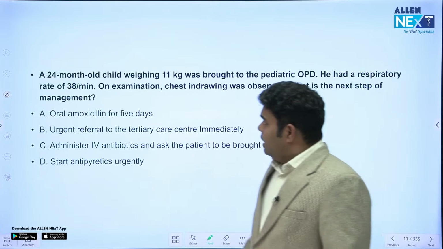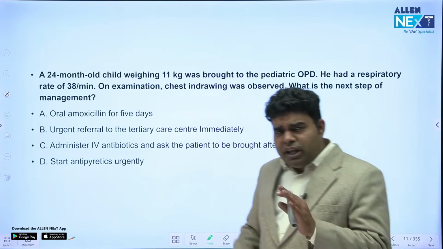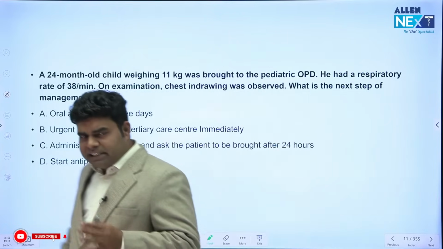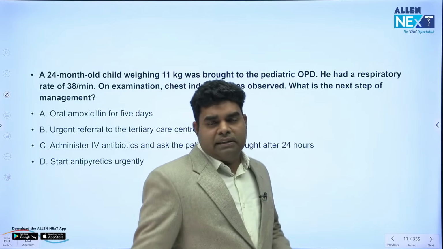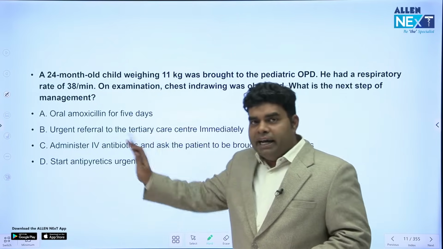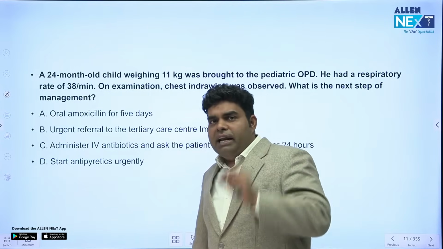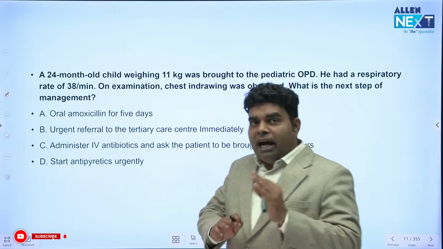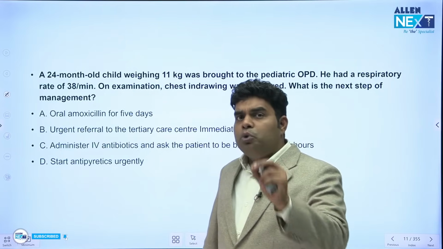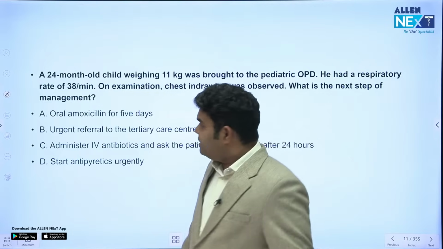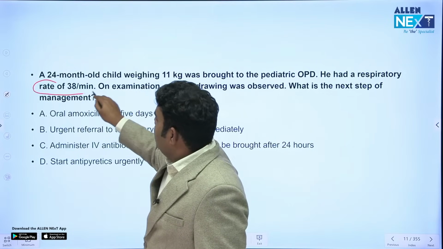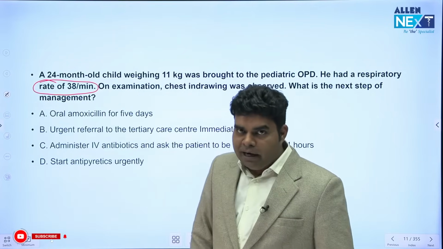Now let's see, there is a question which they keep asking in pediatrics and PSM mixed. And I never discuss this question in any of my classes because I always leave it for pedia. But this is a very frequently asked question regarding classification of pneumonia and how to manage pneumonia in children. So first thing they will give you is a heart rate. Like here the heart rate is 38 per minute.